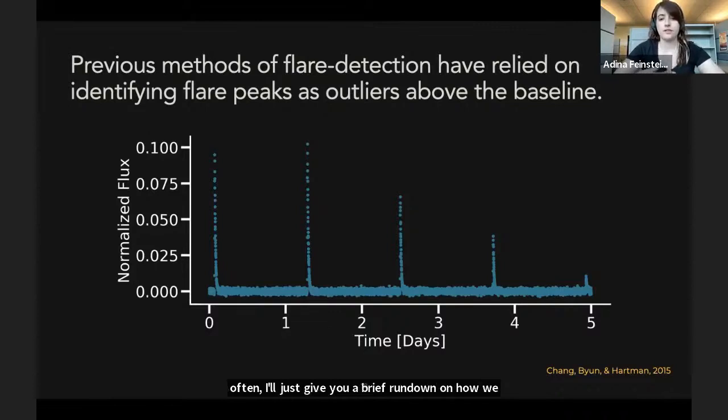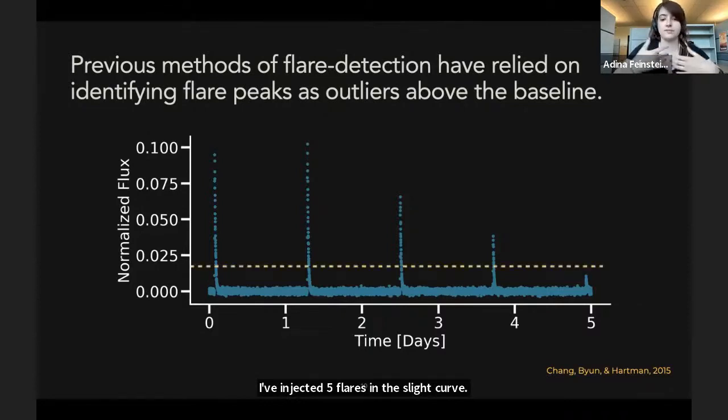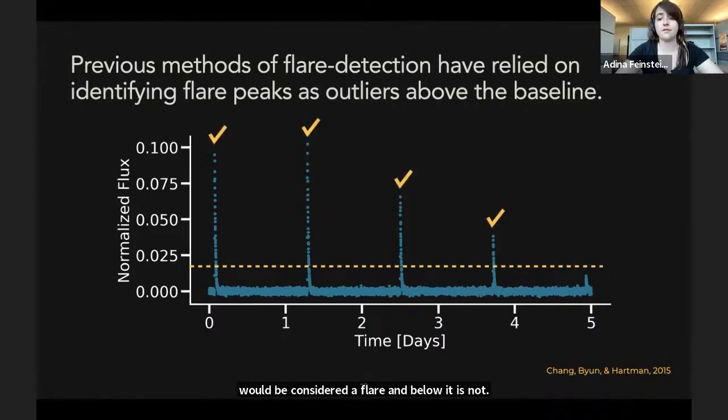And so previous methods have relied on detecting flares as outlier events above some baseline. So here I've given an example of a relatively quiet star, and I've injected 5 flares in this light curve. Now, if we use these kinds of previous methods, and I'll give you some random threshold above which would be considered a flare and below it is not, from these 5 injected flares I've identified 4 of them, but I've missed the 5th one. And it's really important when measuring flare frequency distributions to understand the full spectrum of flare energy, so you really want to be able to capture these low energy flares as well.